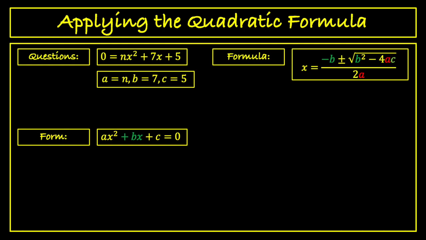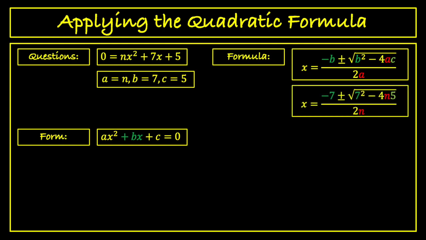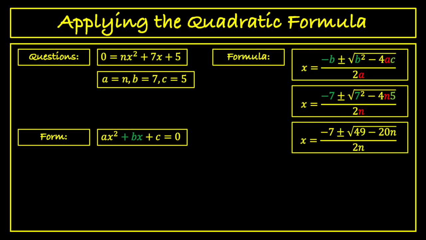Placing these terms into the formula yields negative 7 plus or minus the square root of 7 squared minus 4 times n times 5, all over 2n. This provides us with negative 7 plus or minus the square root of 49 minus 20n, all over 2n. Since we cannot simplify this anymore, this provides us with our final solution of x equals negative 7 plus or minus the square root of 49 minus 20n, all over 2n.